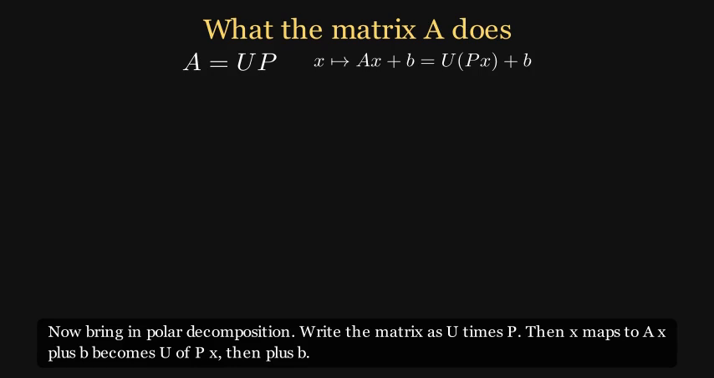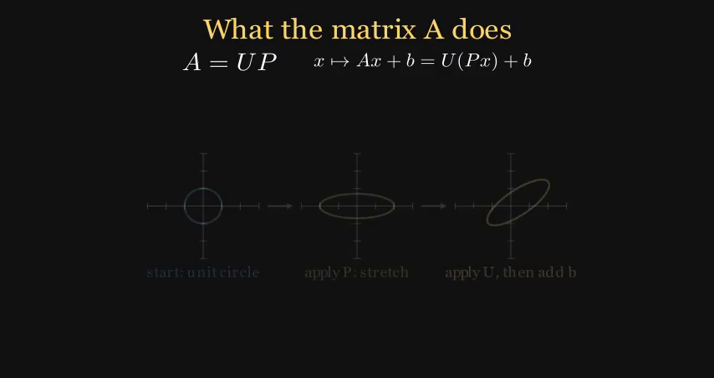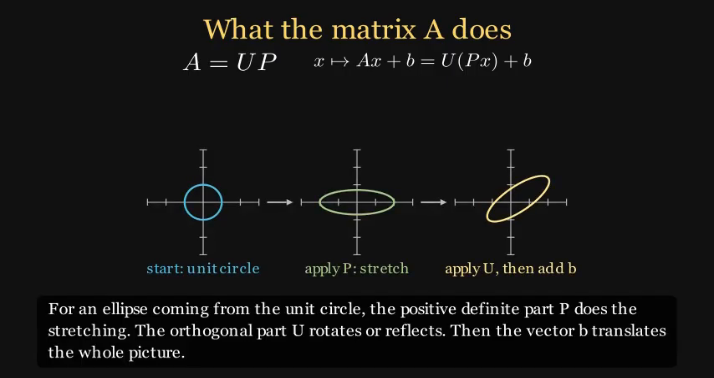Now bring in polar decomposition. Write the matrix as U times P. Then x maps to Ax plus b becomes U of Px, then plus b. For an ellipse coming from the unit circle, the positive definite part P does the stretching. The orthogonal part U rotates or reflects. Then the vector b translates the whole picture.